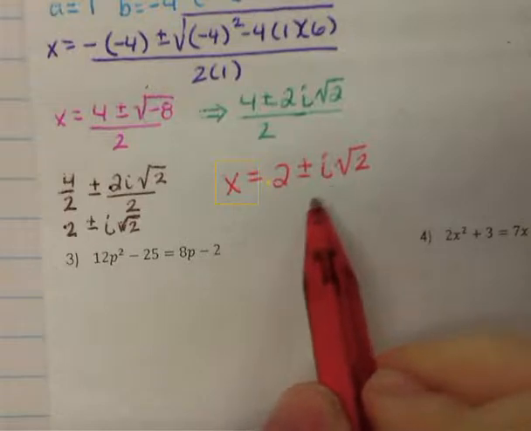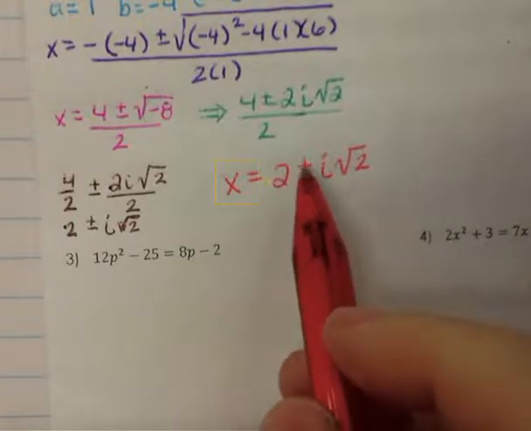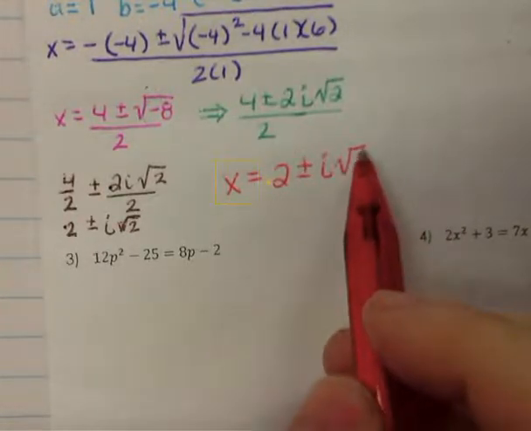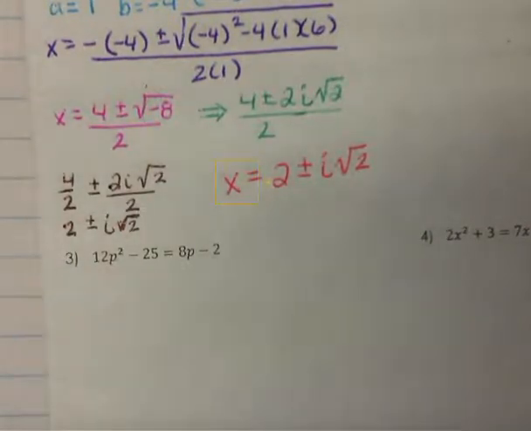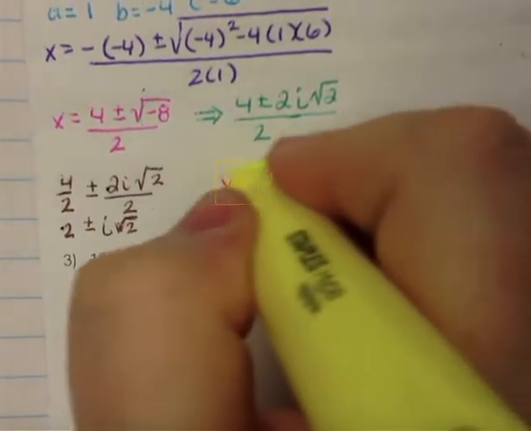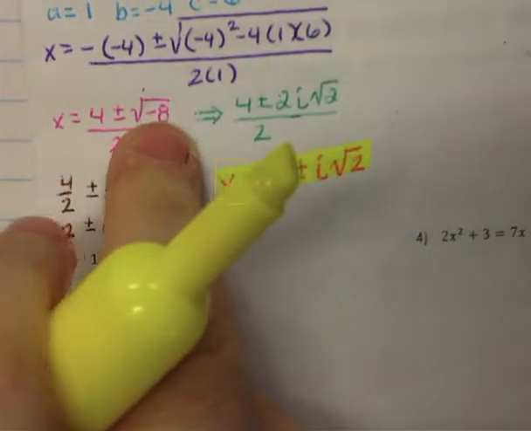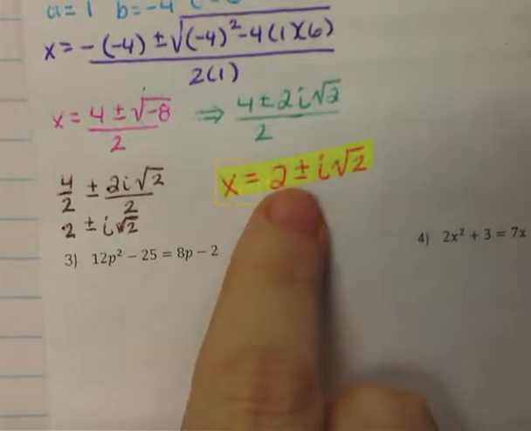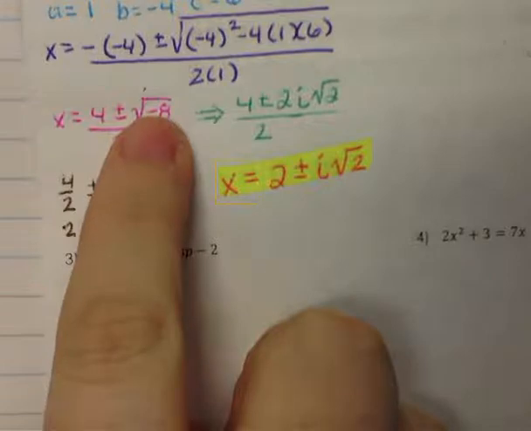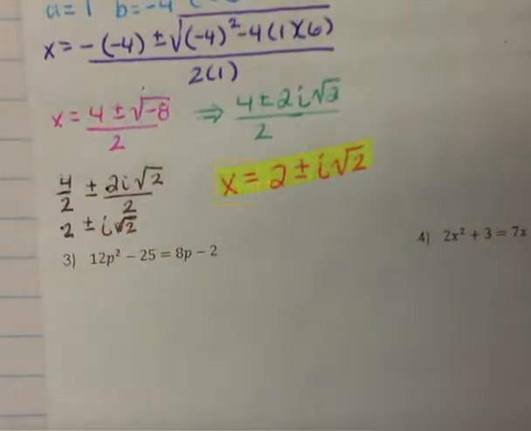Again, we could write that as two answers, 2 plus i square root of 2, and then 2 minus i square root of 2. But this would be our final answer as one set together. And our discriminant was negative. It told us that we were going to have two solutions, so the plus or minus, and they're going to be imaginary. That's where the i comes from. That's how we know we would have i in it.